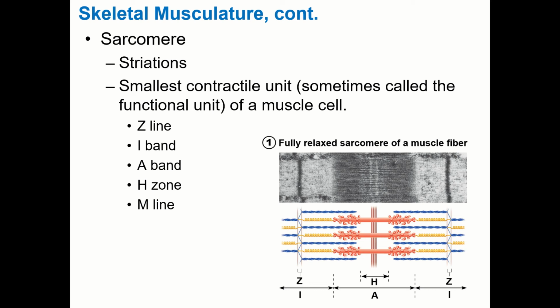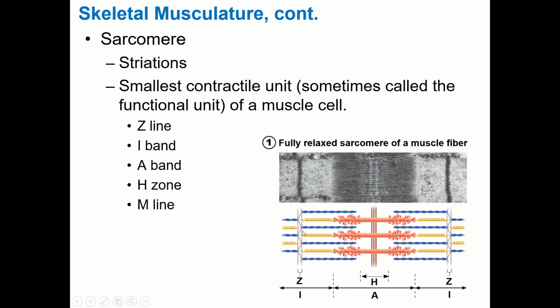So you're going to see this repeating pattern of light and dark. The light area is where there is not overlap of the myofilaments. The dark area is where there is overlap of the myofilaments. So the smallest contractile unit here, the sarcomere, you've got our Z-line here, Z-line here.